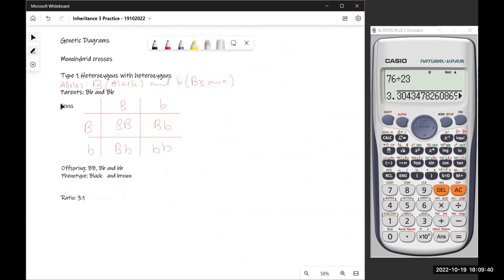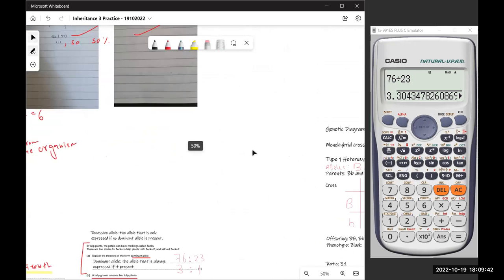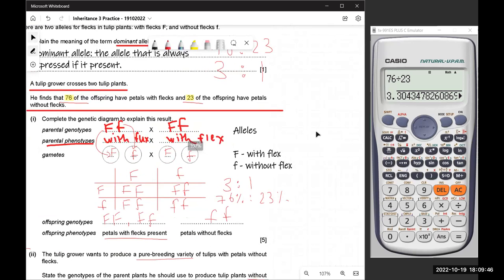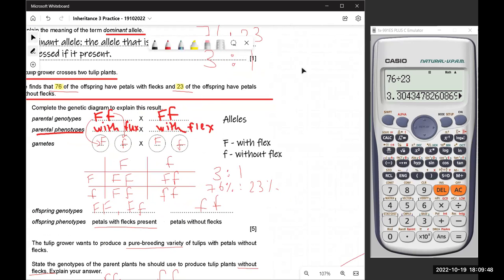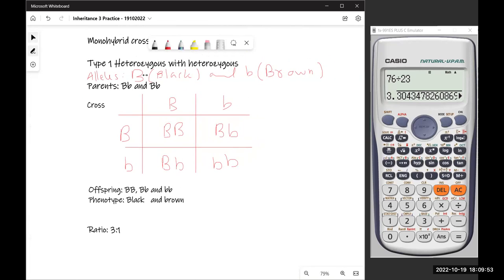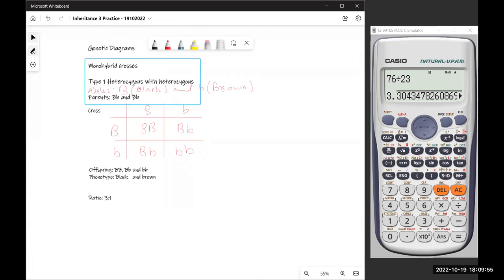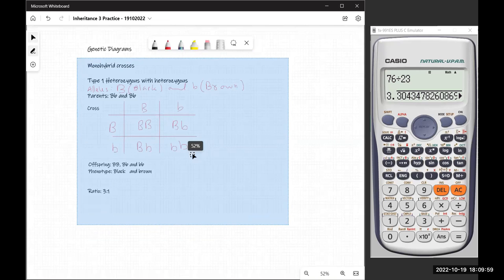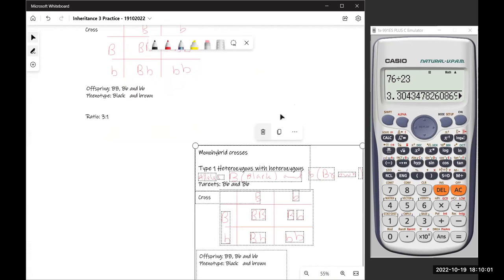This is the type they gave you in this question. The question in the first one where they had 3:1. Both were heterozygous. So whenever you have 3:1, this is the diagram you have to make. Both will be heterozygous. Heterozygous with heterozygous. The second type we have is the type 2 of monohybrid crosses.